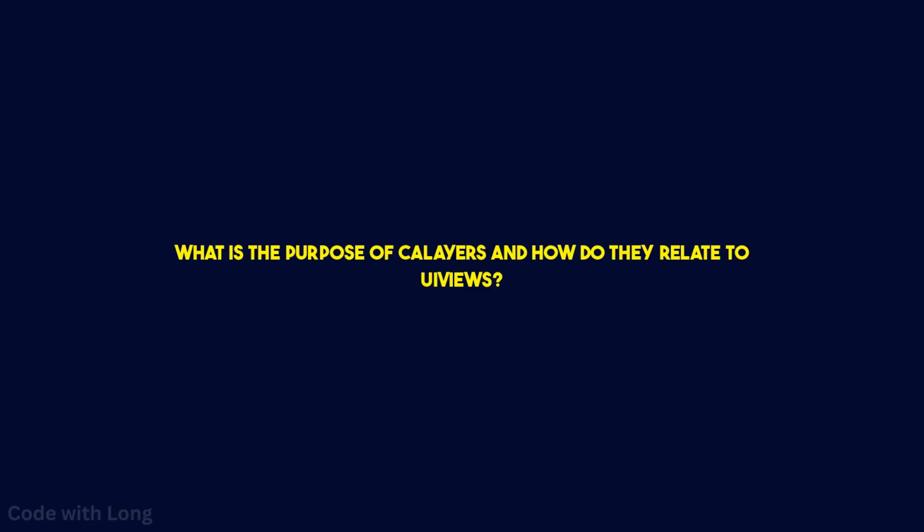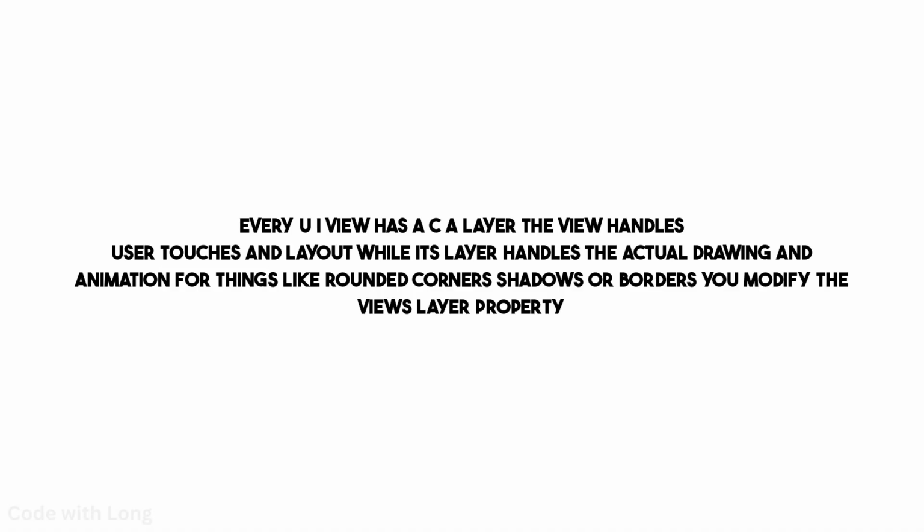What is the purpose of CALayers and how do they relate to UIViews? Every view has a layer. The view handles user touches and layout, while its layer handles the actual drawing and animation. For things like rounded corners, shadows, or borders, you modify the view's layer property.